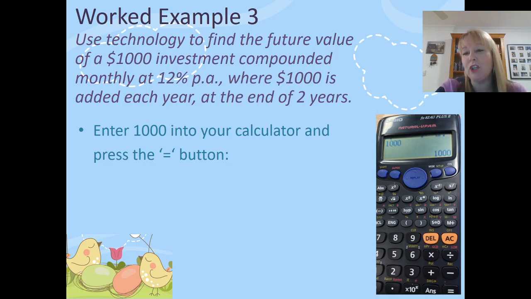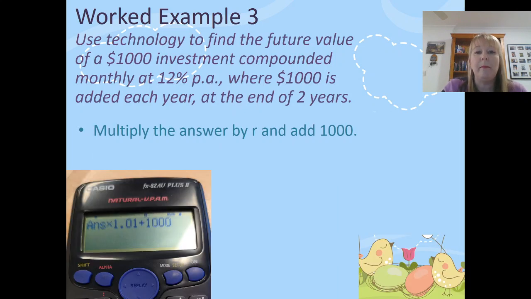Okay, so the first thing you're going to do is you're going to type 1,000 onto your calculator and press the equals button. Notice on the Casio, that means you've now got 1,000 in the top left of the screen and 1,000 on the bottom right of your screen. And that's what we want. We want it to be on the screen twice. Some of you might have the word answer on the screen and 1,000 at the bottom. And next step is we're going to type in times 1.01, which is our value for R, plus 1,000, which is the amount that's being added every year.